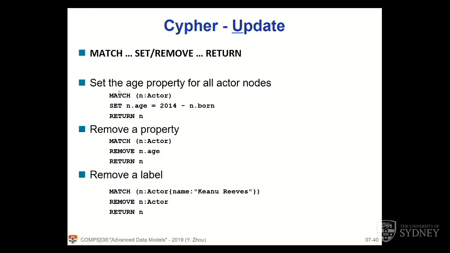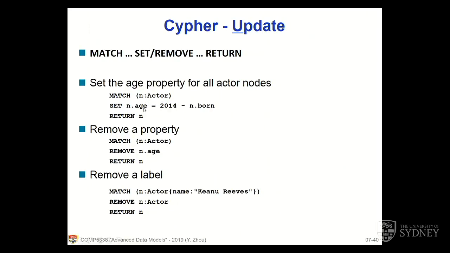Here, if we want to set the age property of all actor nodes, originally the actor nodes only have born. If we run this query in 2014, we can work out the age, right? It's just 2014 minus the born year. So we match all the actors, we set the age to this new value, and we can return it so that we can have a look at the updated one. Or we can remove a property.